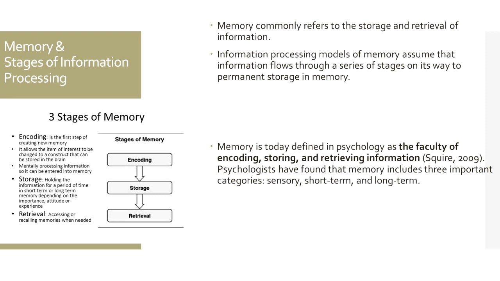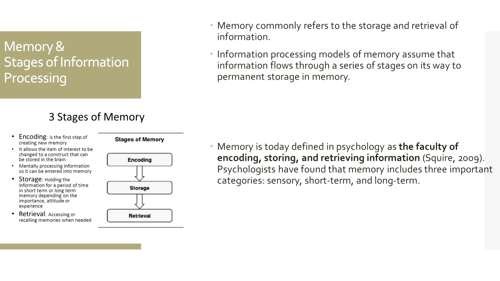So we also have storage, the second stage of memory. This is holding the information for a period of time in short-term or long-term memory depending on the importance, attitude, or experience. We also have retrieval. This is accessing or recalling memories when needed. This is the time when we need something or are trying to remember something. We look into that storage, or library of memory we have, and then we recall it, and we retrieve that memory that we need in that particular situation or instance.